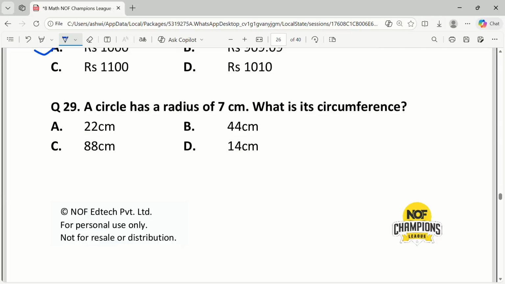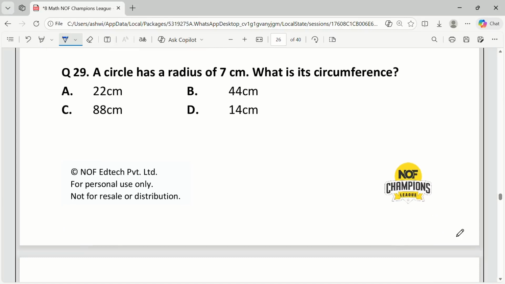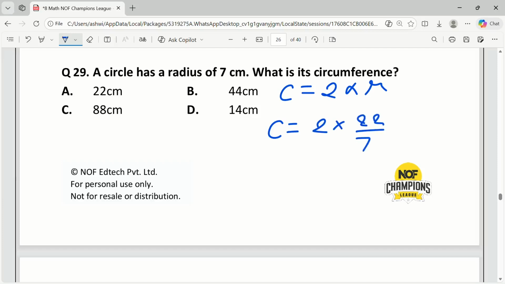Question 29. A circle has a radius of 7 centimeter. What is its circumference? The formula for circumference of a circle is C equal to 2 pi r, where r is the radius and pi is equal to 22 by 7. Given that the radius is 7 centimeter, C is equal to 2 into 22 by 7 into 7. So C is equal to 44. Comparing with the options, the answer is B, 44.